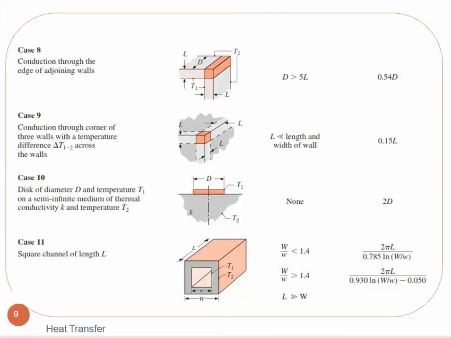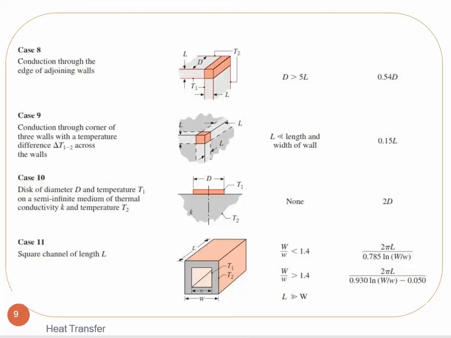In case 8, we have conduction through the edge of adjoining walls. In this, the condition is that D is greater than 5L. The formula will be 0.54 D. In case 9, conduction through the corner of three walls with a temperature difference from surface 1 to 2 across the wall. Here L is smaller than the length and width of the wall. In this case, the formula will be 0.15 L. In case 10, a disk of diameter D and temperature T1 on a semi-infinite medium of thermal conductivity K and temperature T2. Here the restriction has been neglected and the formula will be 2D.